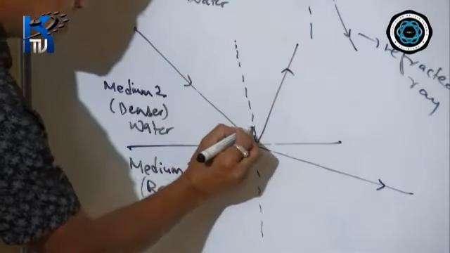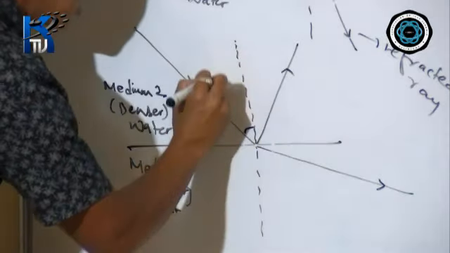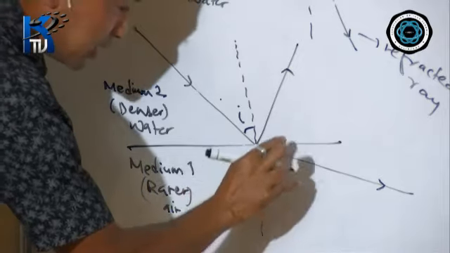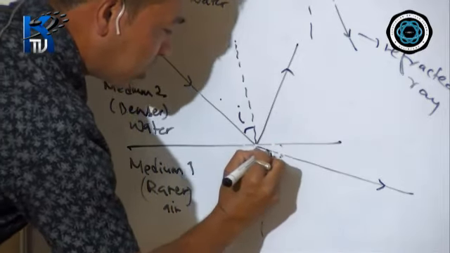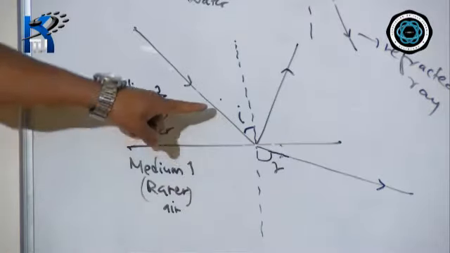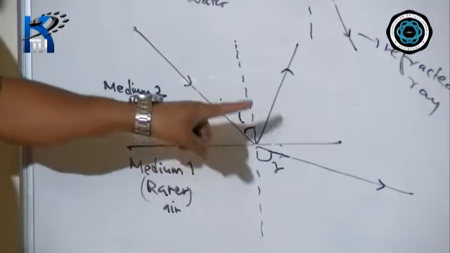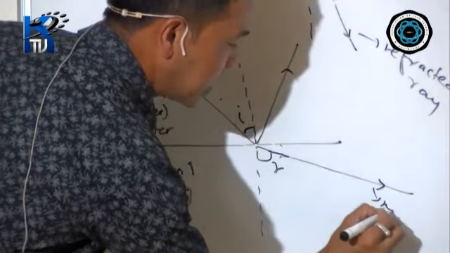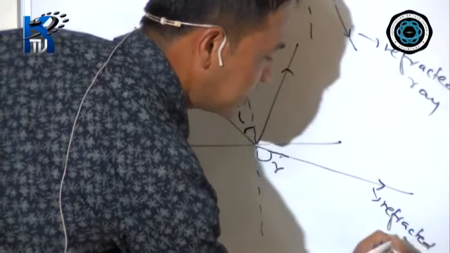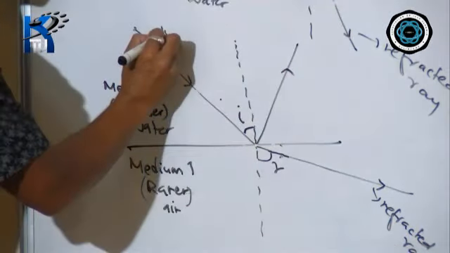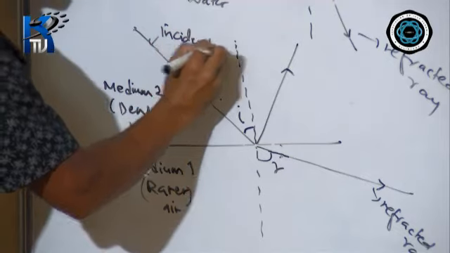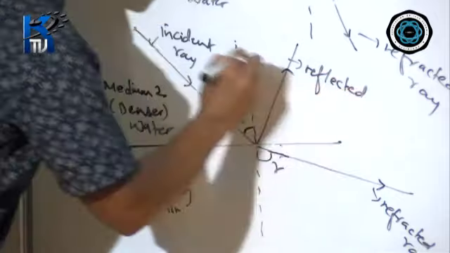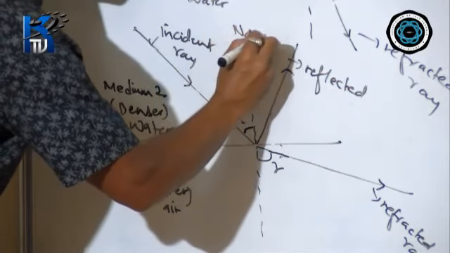So this angle which is made by the incident ray with the normal is called the angle of incidence, and the angle made by the refracted ray with the normal is called the angle of refraction. Now for your understanding, we know the symbol i is the angle of incidence. Symbol r we use as the angle of refraction. And this ray is known as the refracted ray. This is the incident ray, and this is a reflected ray. And this line is known as the normal.